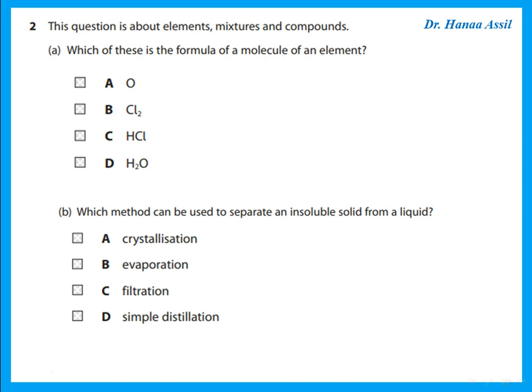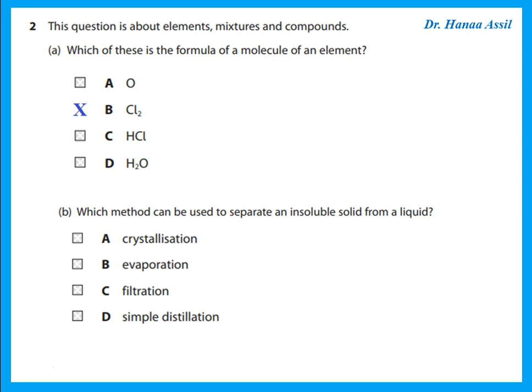Now, molecule means I need two or more atoms bonded together. Now, element means all of these atoms should be the same. So I cannot choose H2O. H2O is not an element, it's a compound. HCl is a compound. So the only one there that's an element and a molecule is Cl2.